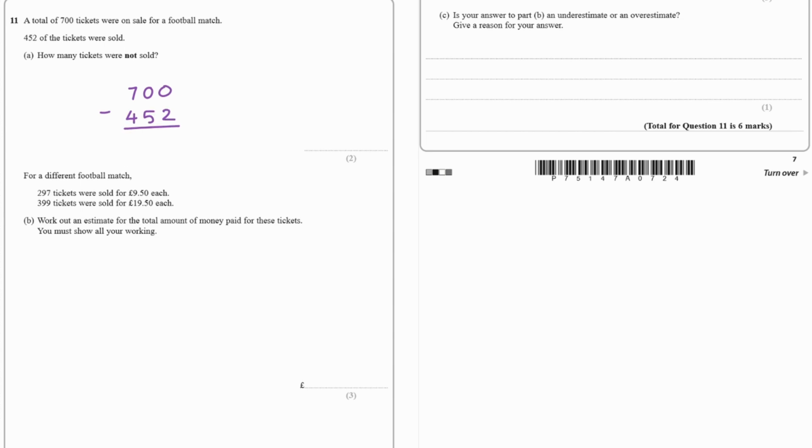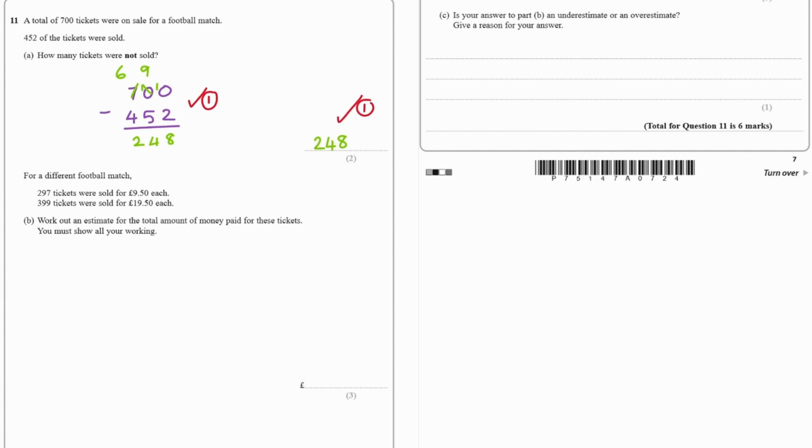We cannot do 0 take away 2, so we would have to exchange from the 7 and make this number 10. We would then exchange from here, make this 9, and this would now become 10. So 10 take away 2 is 8, 9 take away 5 would be 4, and 6 take away 4 would be 2. So our final answer will be 248. And this was a 2-mark question, so we would get 1 mark for the correct method and a second mark for the correct answer.